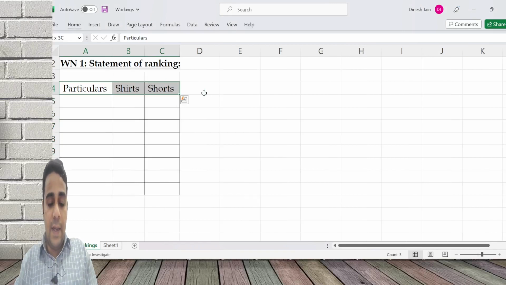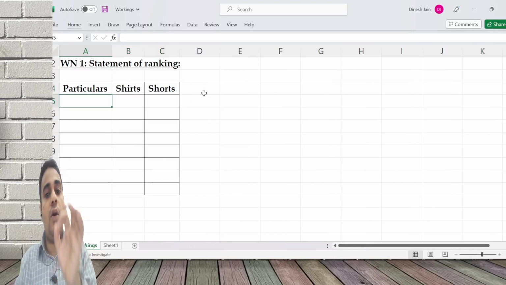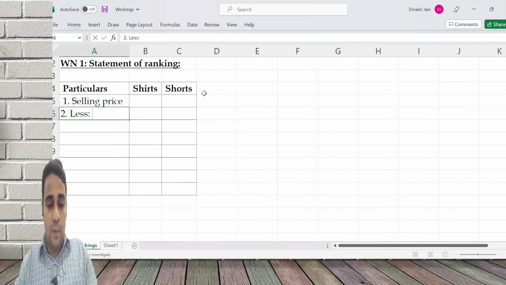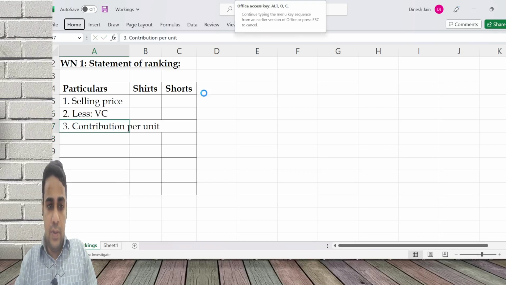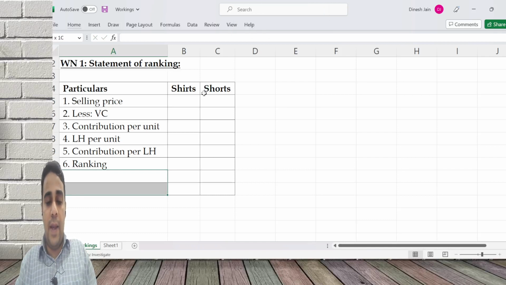For the ranking step, I need to calculate contribution per unit of limiting factor. Selling price less variable cost gives contribution per unit. Then labor hours per unit, because labor is a limiting factor, and contribution per labor hour. Contribution per labor hour will tell me which is more of a priority: is it shirts or is it shorts?